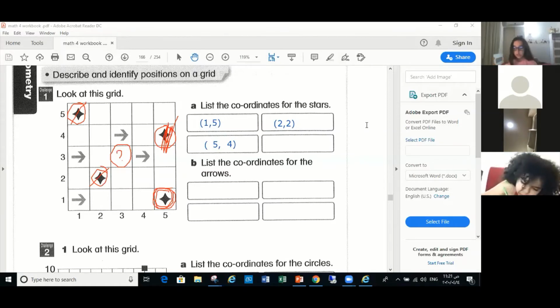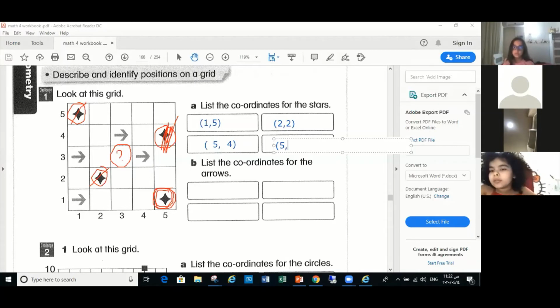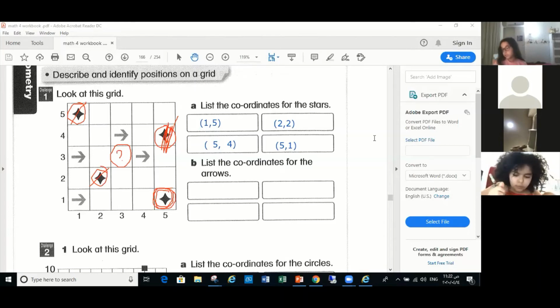Okay, Zena. The last one, quickly. 5 and 1. Yes, it's 5 and 1. Thank you so much, Zena. Now I'm going to answer the arrows.